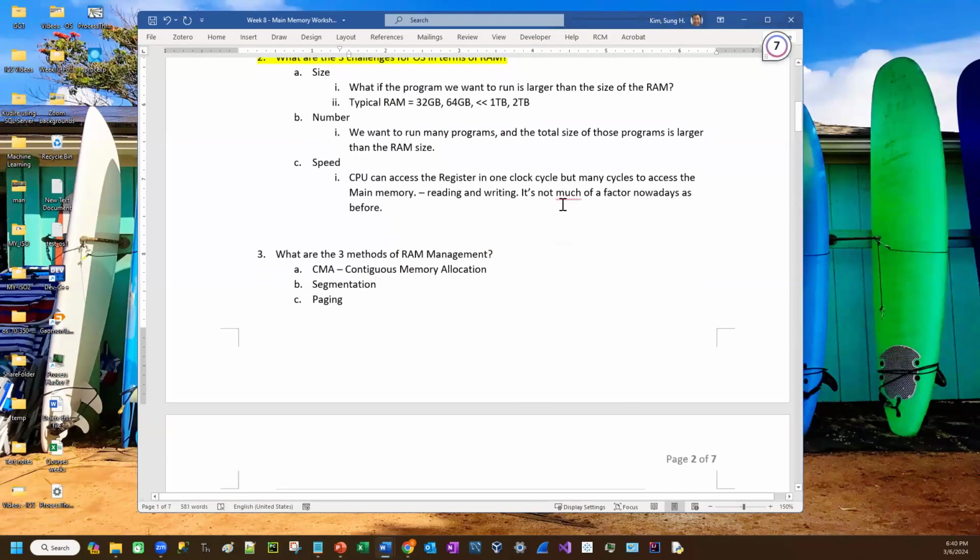Okay? So let's talk about the three types of management for the RAM. There are many strategies out there, but these are the three main strategies that people either use, or they would make a variation or a hybrid of them. The first one is the CMA, or contiguous memory allocation. Both segmentation and paging are sort of developments of this, and after looking at CMA, it's an improvement. So let's talk about one at a time.